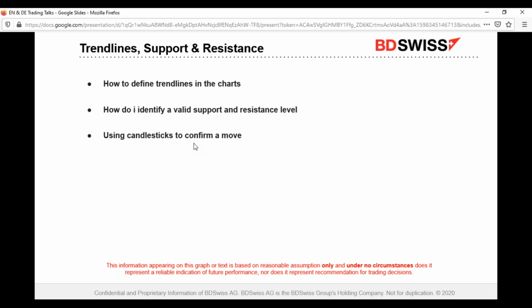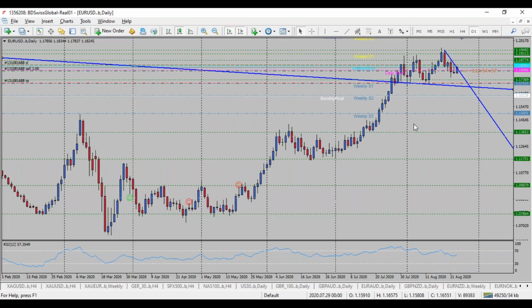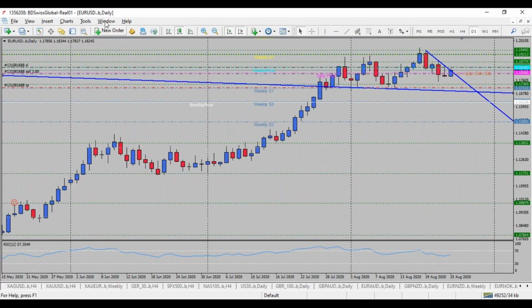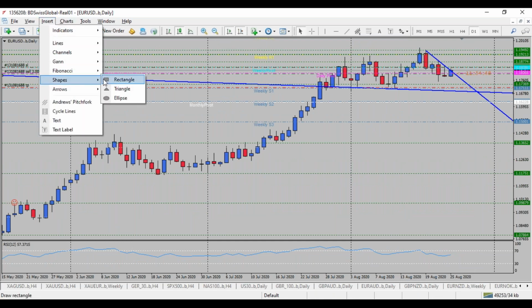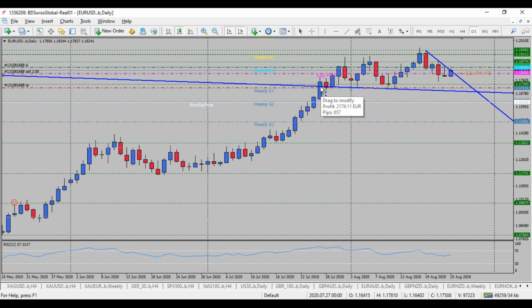We can use candlesticks to confirm a certain move where you say, okay, the market really is pretty much now, talking of euro dollar, trading to the side, right? It's a sideways price action pattern. We had a bit of a breakout higher here. The market subsequently fell back into this sideways box here.